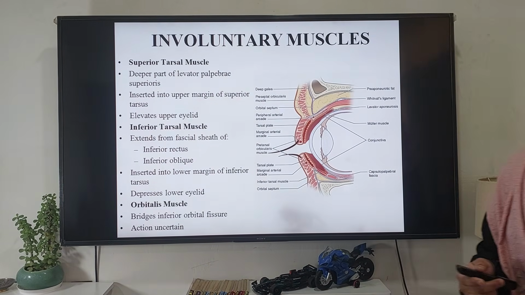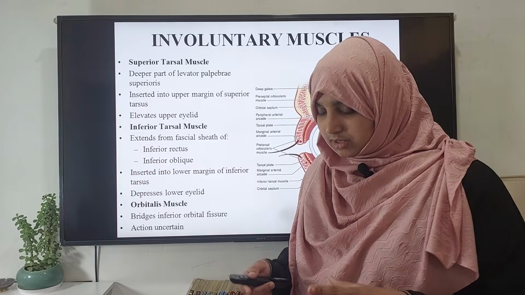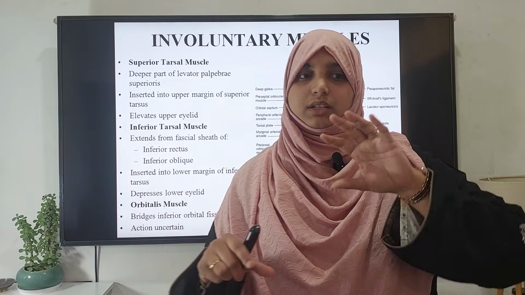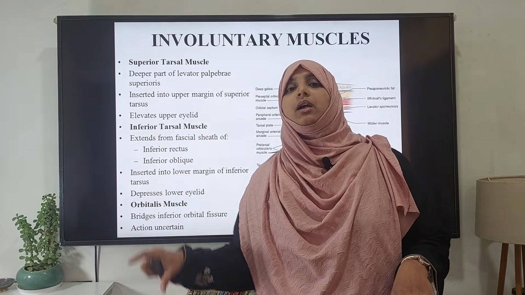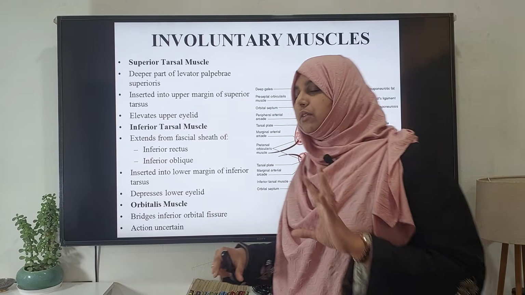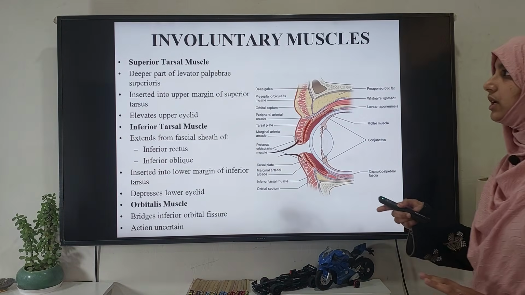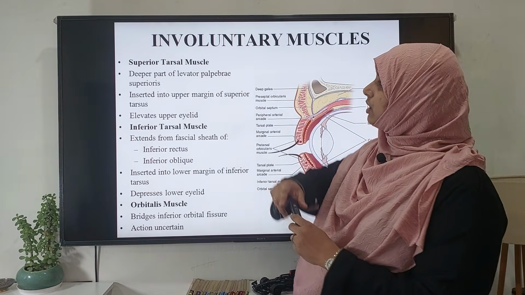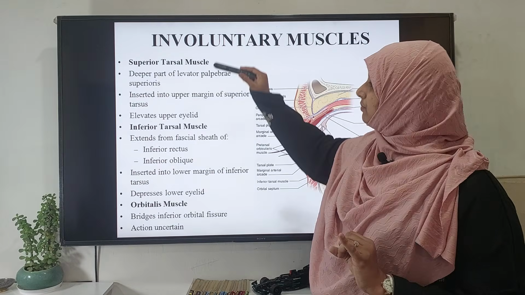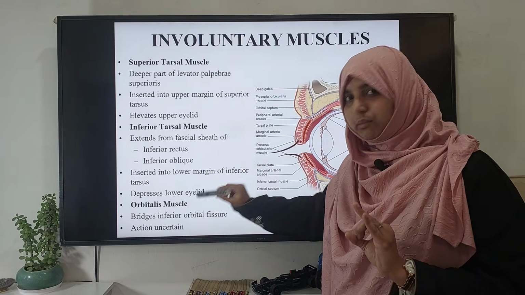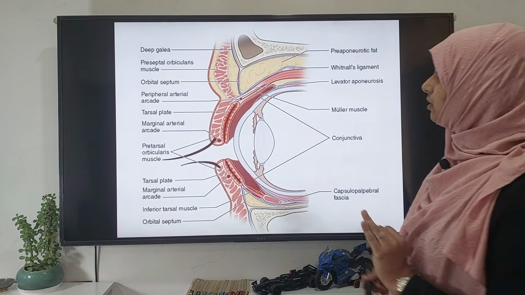Next, we are moving on to the muscles now. In the muscles, you have to divide it into 2 parts. One is the involuntary type of muscles, the other is the voluntary type of muscles. In involuntary muscles, you have to know there are going to be 3 muscles: the superior tarsal, inferior tarsal, and orbitalis muscle. I'll show you a good image.